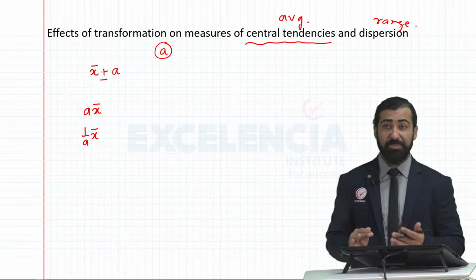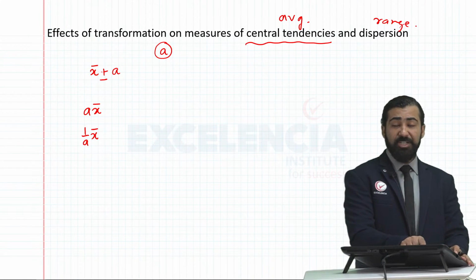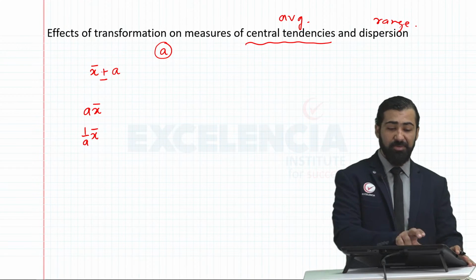I'm not giving you a mathematical proof of any of this. You can just understand this, interpret this logically. For dispersion, especially talking about range and standard deviation, more likely range.